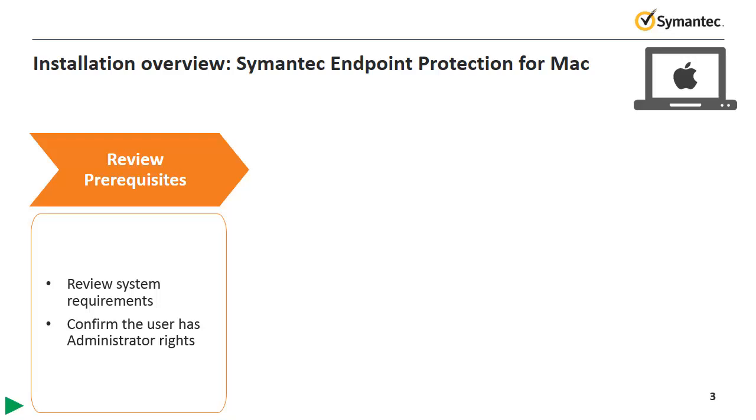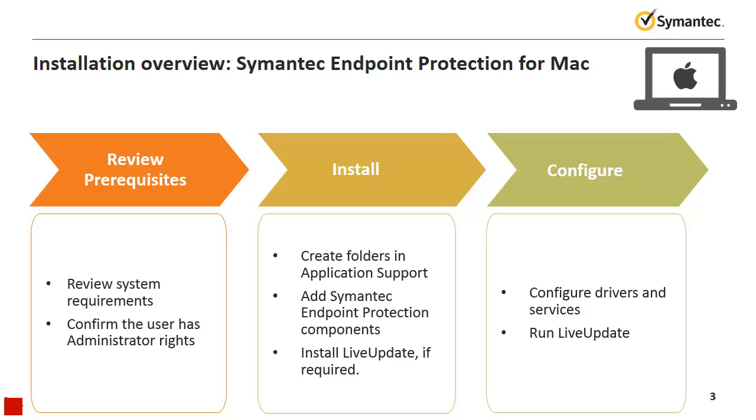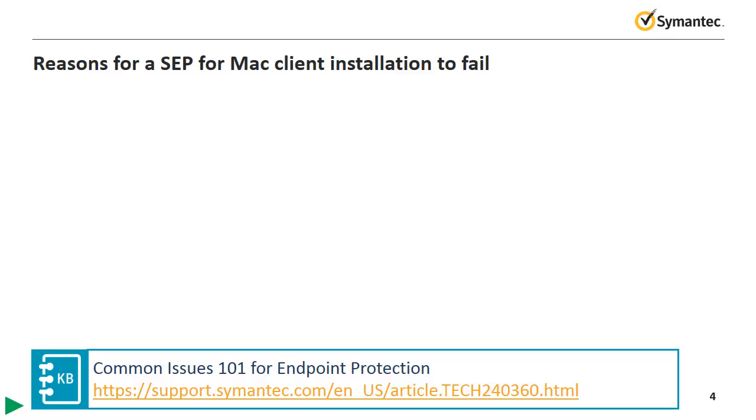During the Review Prerequisites phase, the install checks to make sure that the computer meets Symantec Endpoint Protection's system requirements. System requirements include making sure that the computer is running a supported operating system and that the user is logged in with administrator rights. The setup creates folders in application support and adds Symantec Endpoint Protection components. If not installed, the setup adds Live Update for downloading virus definitions. In the Configure phase, setup configures drivers and services. And at the end, the install runs Live Update.